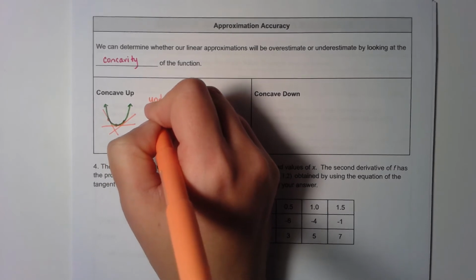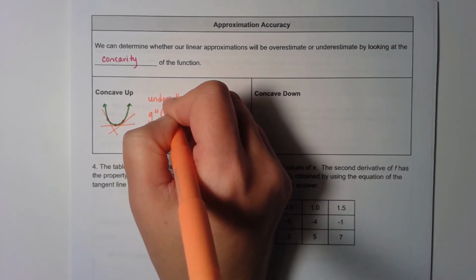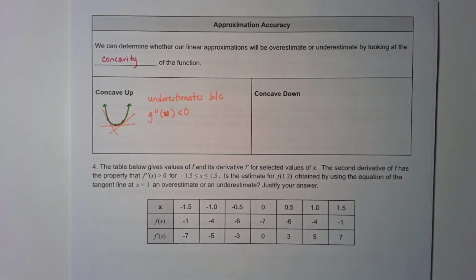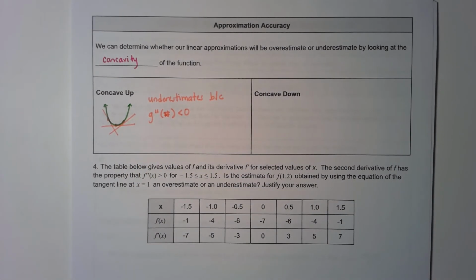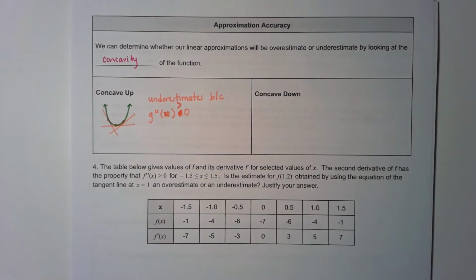Because the second derivative at whatever number we're checking is less than 0. I'm sorry, is greater than 0. It's concave up. Woo, what am I saying?